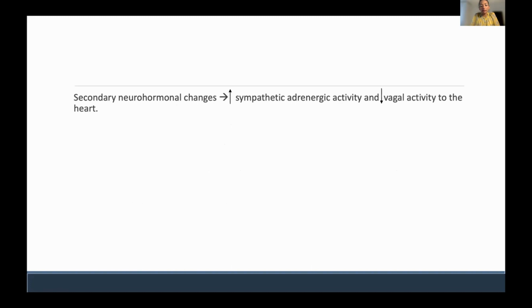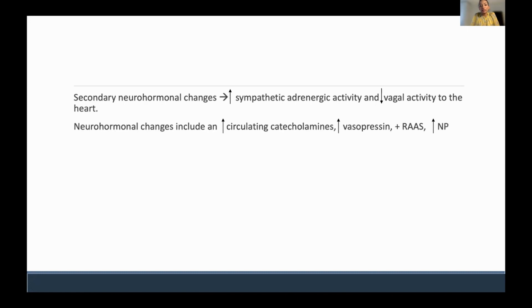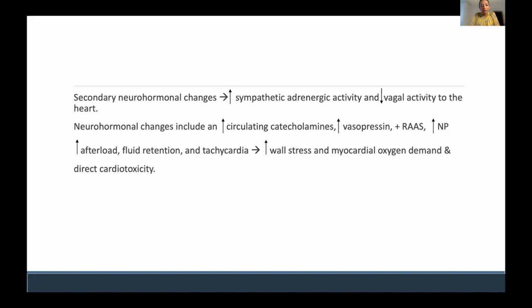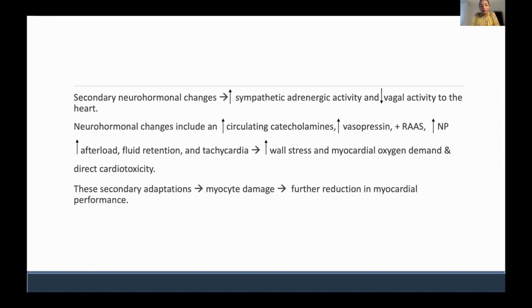In addition, there are secondary neurohormonal changes. These are increased sympathetic adrenergic activity and decreased vagal activity to the heart. This is a result of increased circulating catecholamines, increased vasopressin, stimulation of the renin-angiotensin-aldosterone system, and increased circulating natriuretic peptides. These together lead to increase in afterload, fluid retention, and tachycardia, which further increases wall stress and myocardial oxygen demand, and also causes direct cardiotoxicity. So these secondary adaptations, though they're meant to be compensatory, over time lead to myocyte damage and a further reduction in myocardial performance.